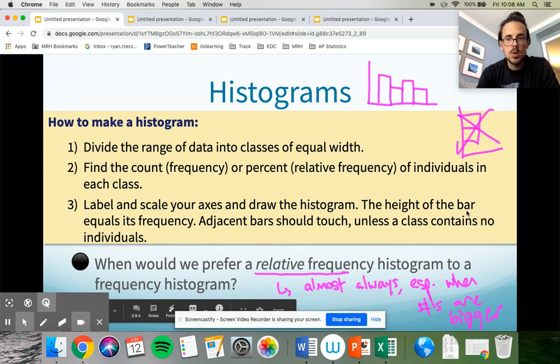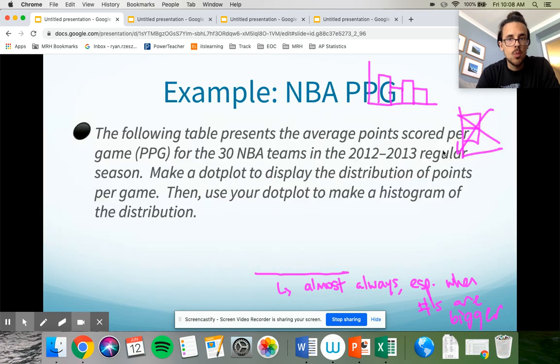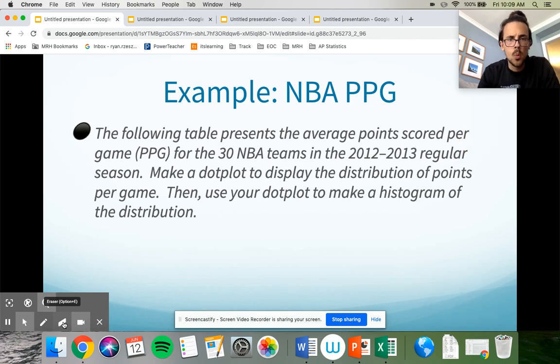All right, so let's go ahead and take a look at an actual example of using a histogram, and I'll show you how these rules work as we jump in. We're going to be making a histogram for the 30 teams in the NBA. And it says to make a dot plot and use your dot plot to make a histogram. We might do that, we might not. But basically, let me just show you conceptually. I don't think I want to make a full-on dot plot right here. But let me show you conceptually what it means to make a histogram here.